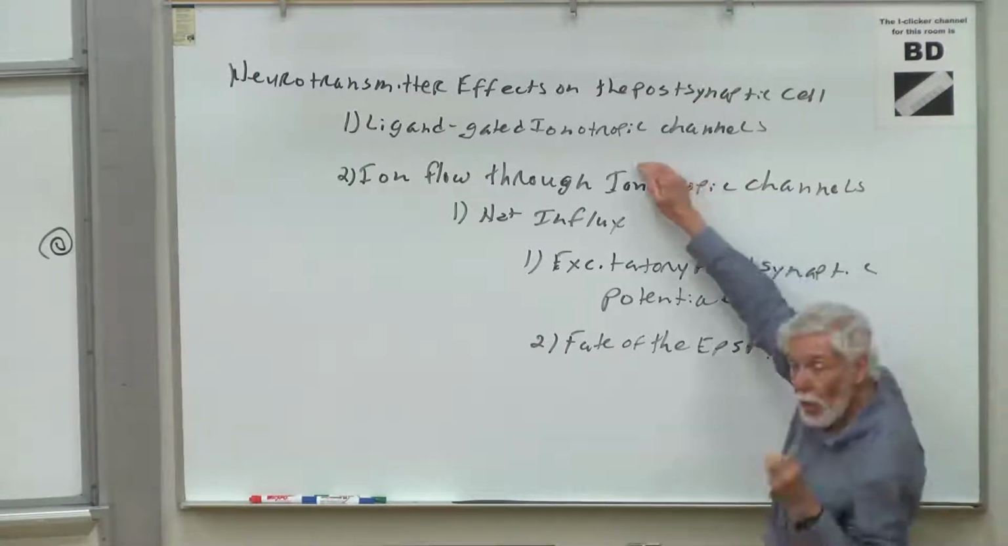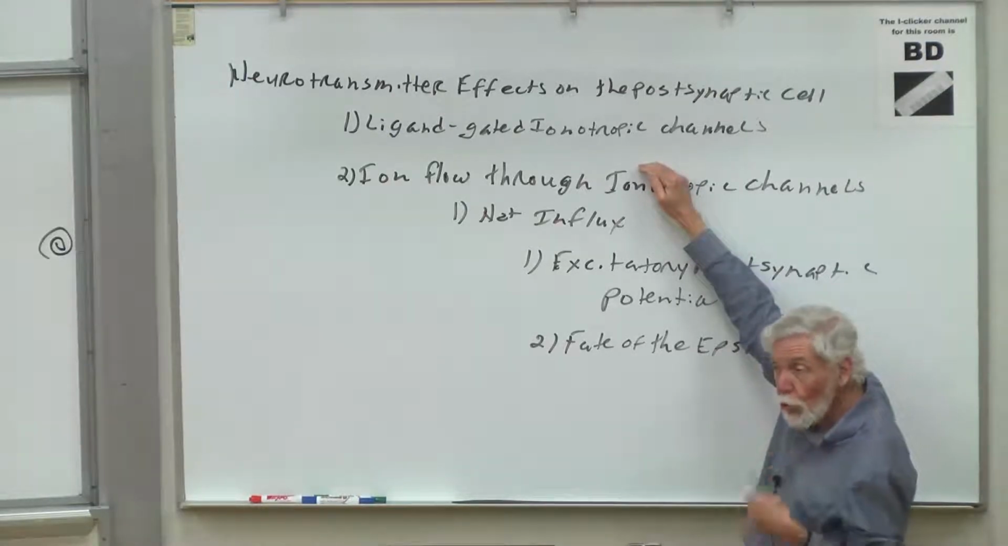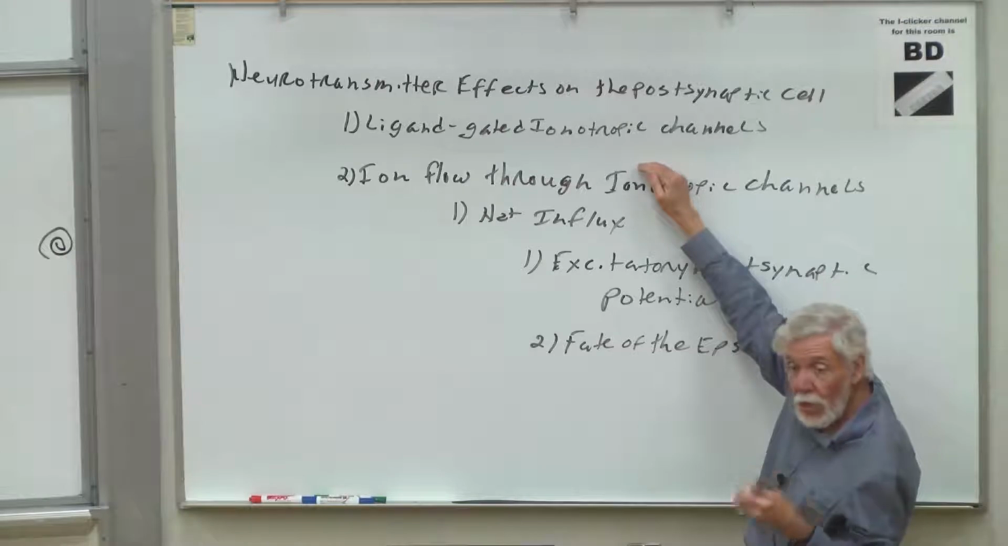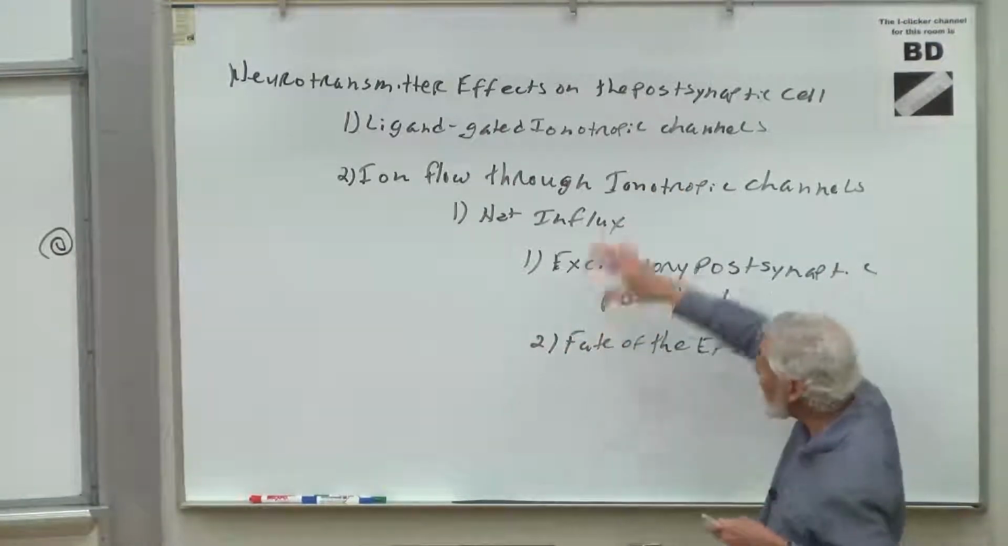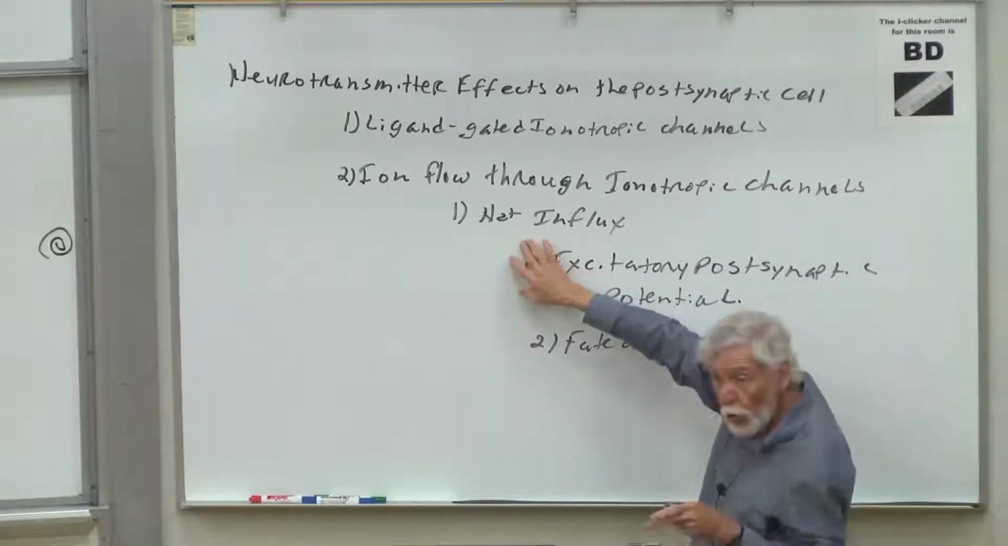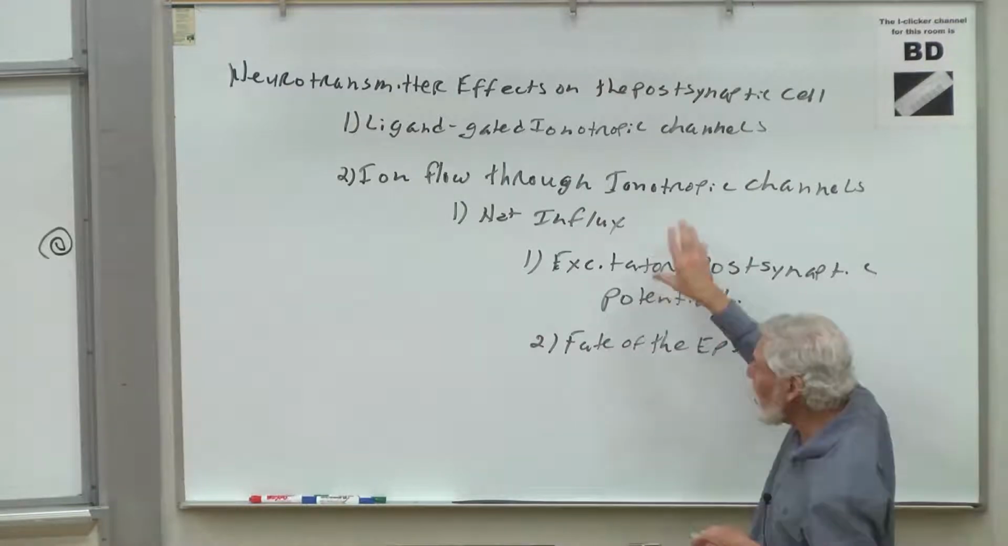Now what we're going to do is go one step farther and begin to think about the ligand-gated channels. These are the neurotransmitter-operated channels. These are the channels that are opened by the neurotransmitter. We've talked about it on the other board. And we'll see that this initiates, usually, sodium influx if it's going to be an excitatory postsynaptic potential. And we'll talk about that.